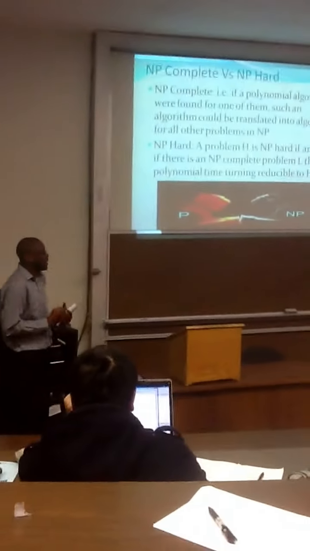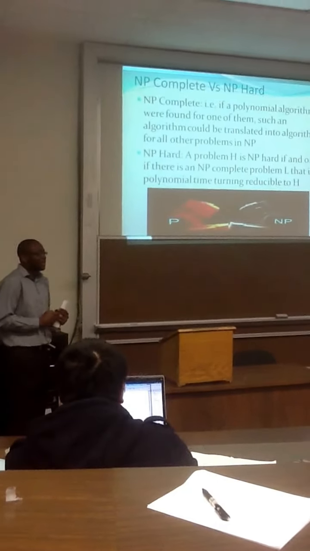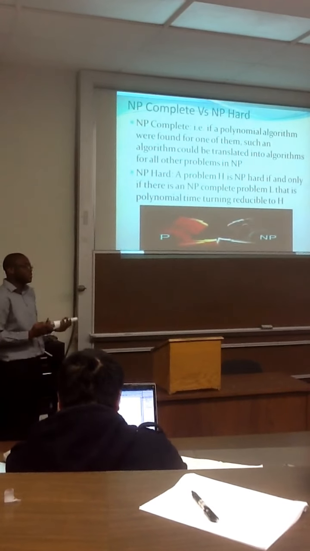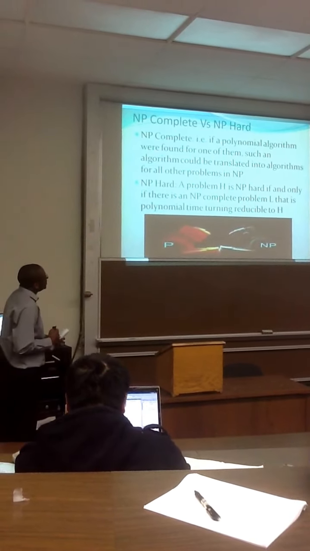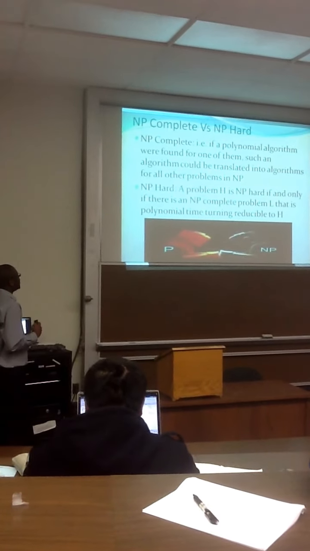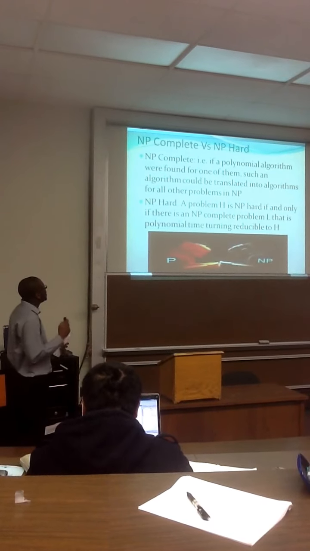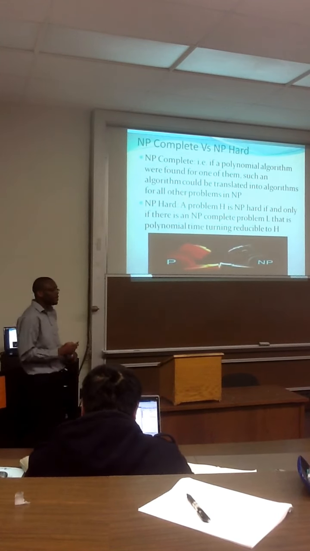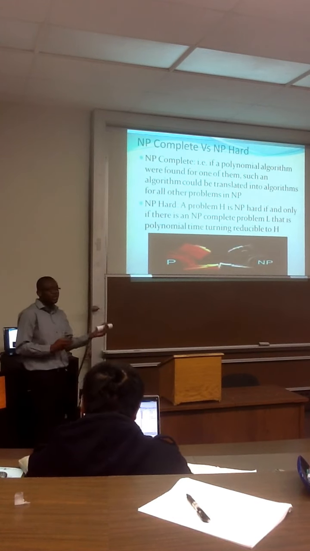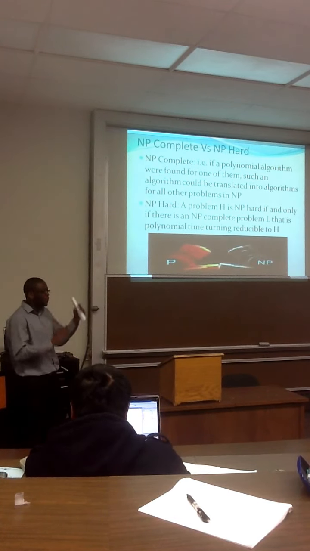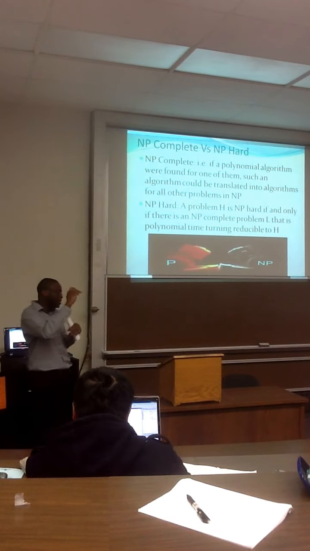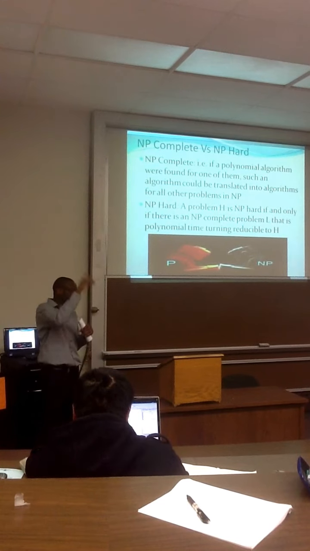The NP problems are divided into two classes of problems, the NP complete and the NPI. The NP complete is the one with most concern. And it pretty much says if a polynomial algorithm were found for one of the NP problems, such an algorithm could be translated into algorithms for all of the NP problems. For example, if we have 10 sets of NP problems, and if we're able to solve the first one, we can use the same algorithm we used to solve the first one to solve the rest of them.